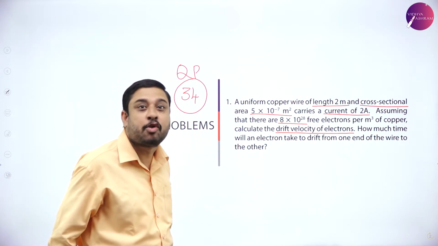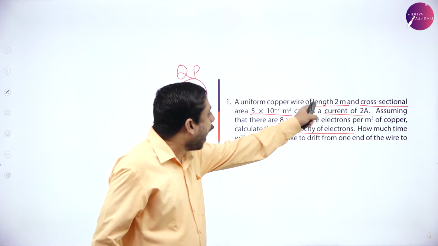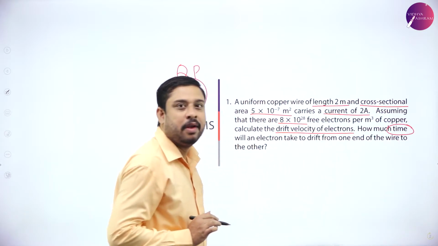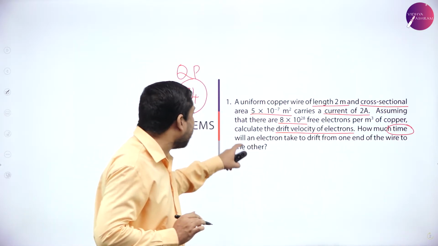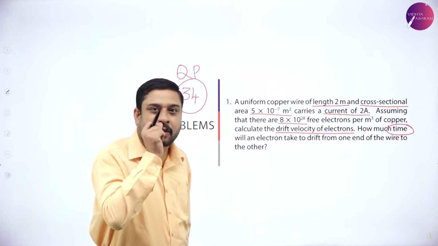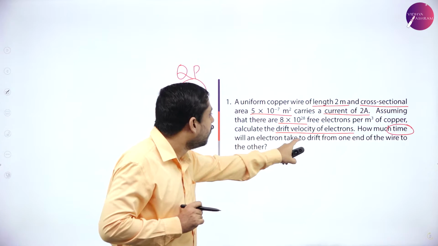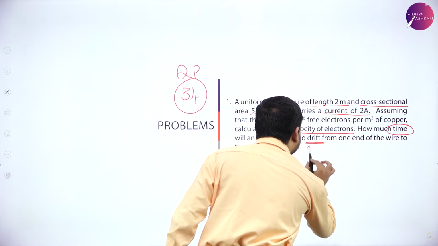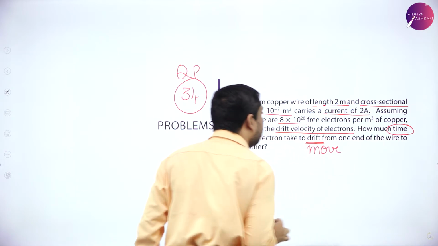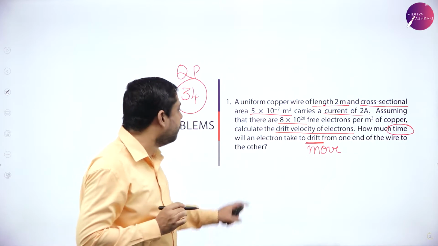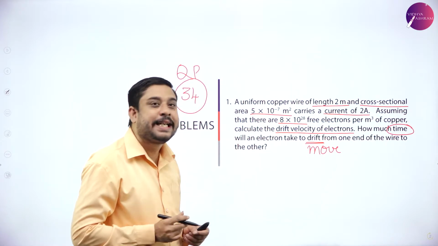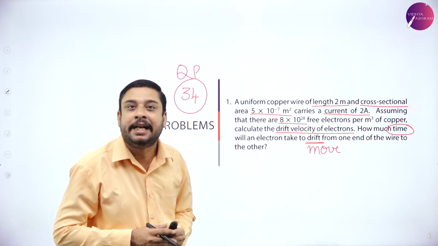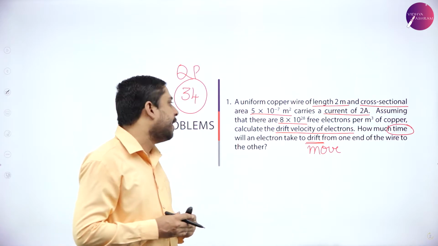And the question is also extended. Here they have asked for time. How much time will an electron take to drift? Here, drift means to move. How much time will an electron take to drift from one end of the wire to another?